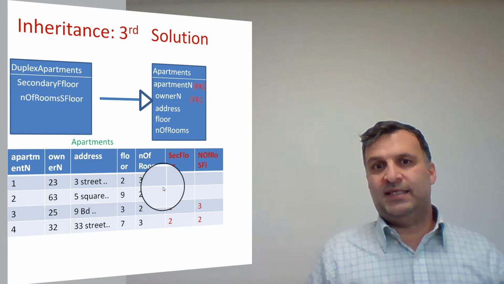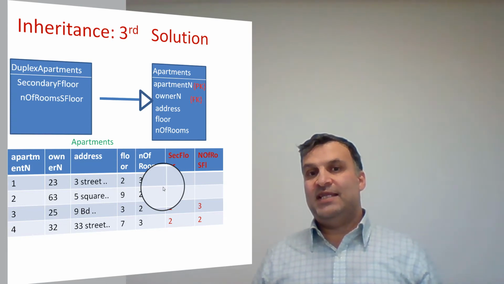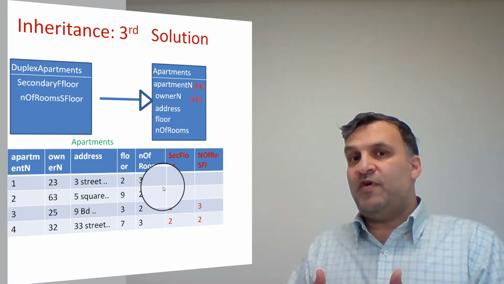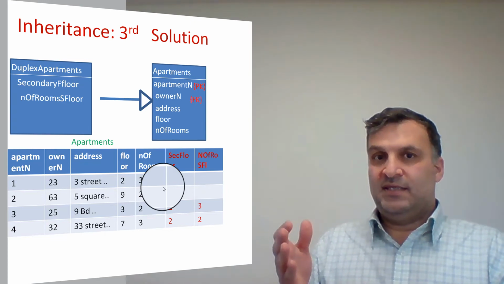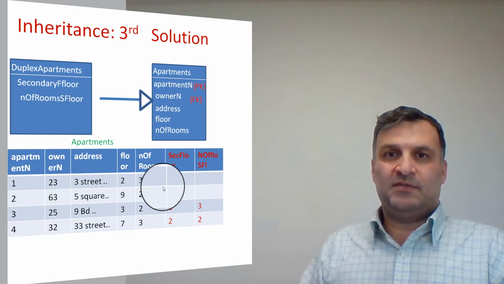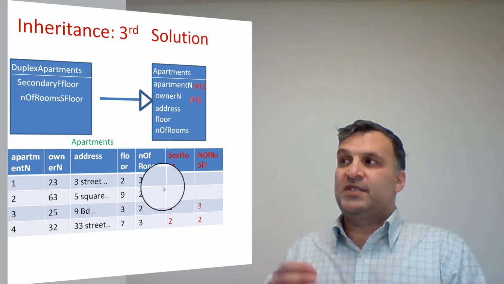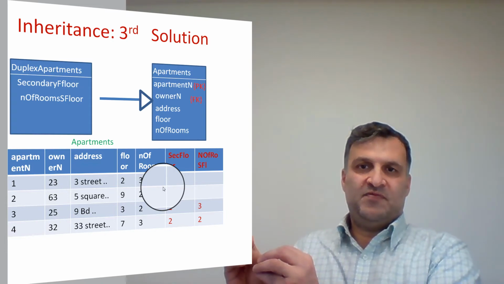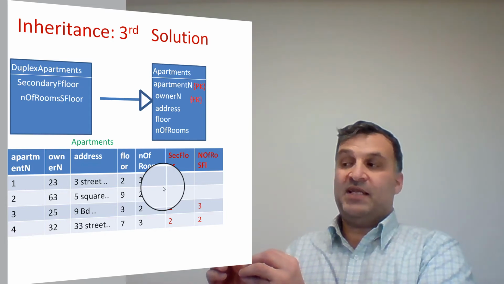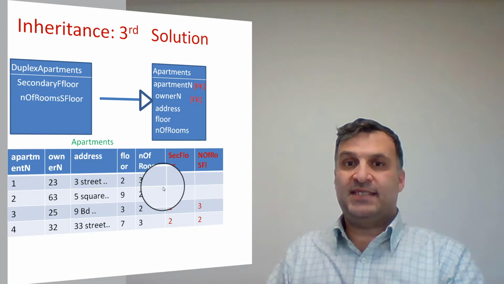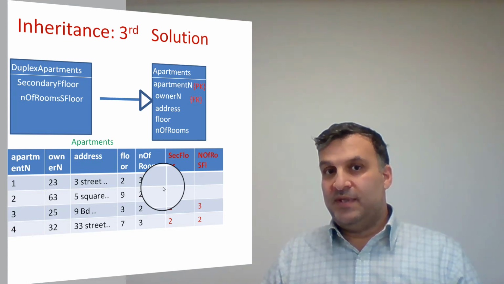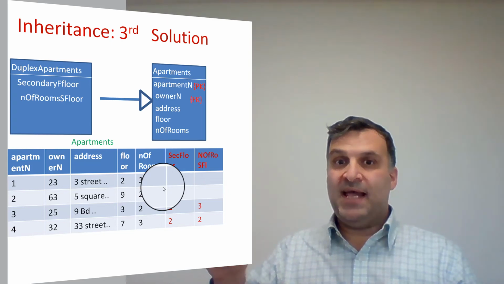Which solution is the best? It depends on the number of duplex. If most of our apartments are duplex, the third form is better, because we accept to have some empty fields. But if the duplex apartments are exceptions, so this solution will be bad.